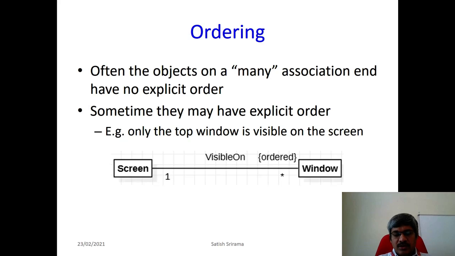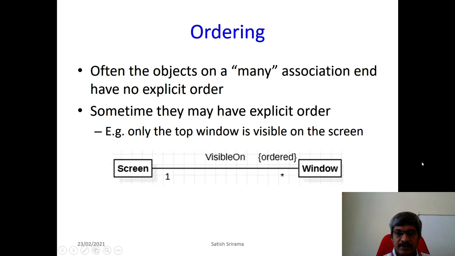Often the objects on a many association end have no explicit order. If there is a one to star, one to many association, there is no explicit order in certain cases, but sometimes they may have an explicit order. For example, think of a screen class and a window class. There can be multiple windows on the screen, but only the top window is actually visible on the screen.